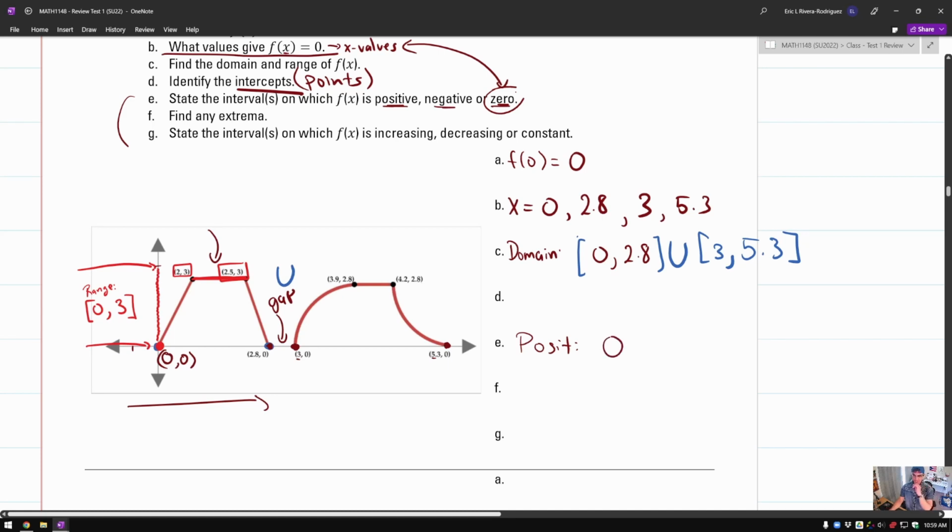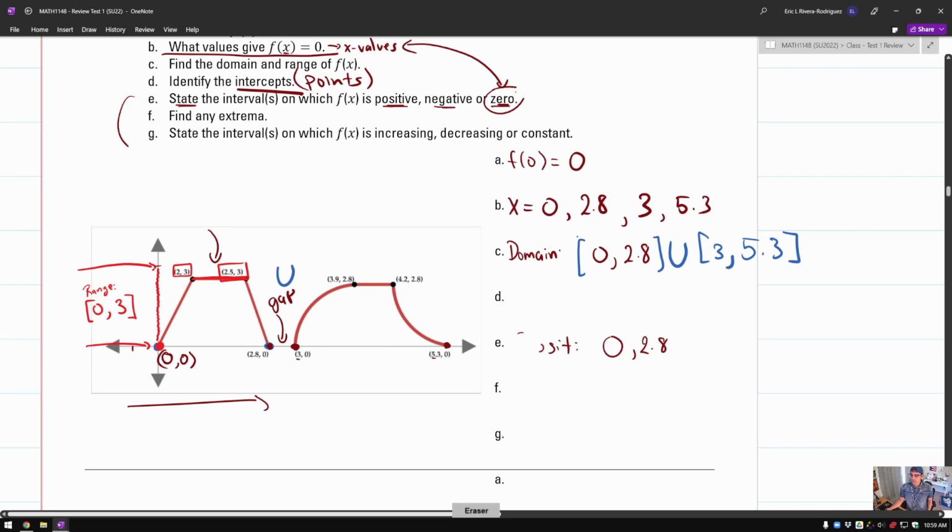Again, this question is about location. State the interval on which f of x is positive. Well, we are going to answer based on the x values because this question is about location. So from 0 to 2.8, I need to stop at 2.8 because of this gap.